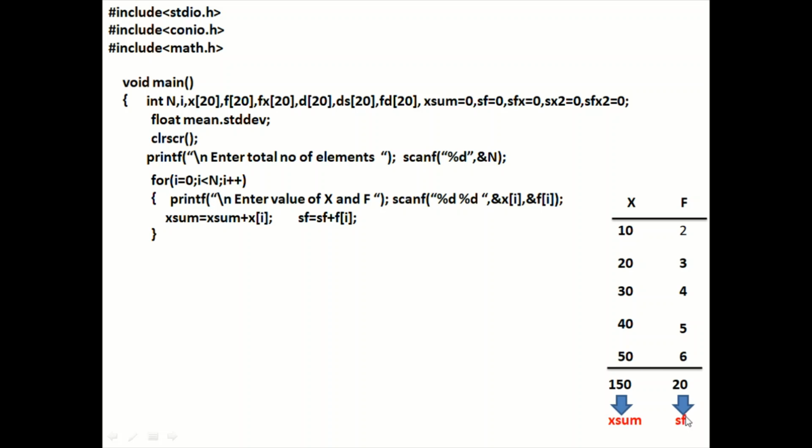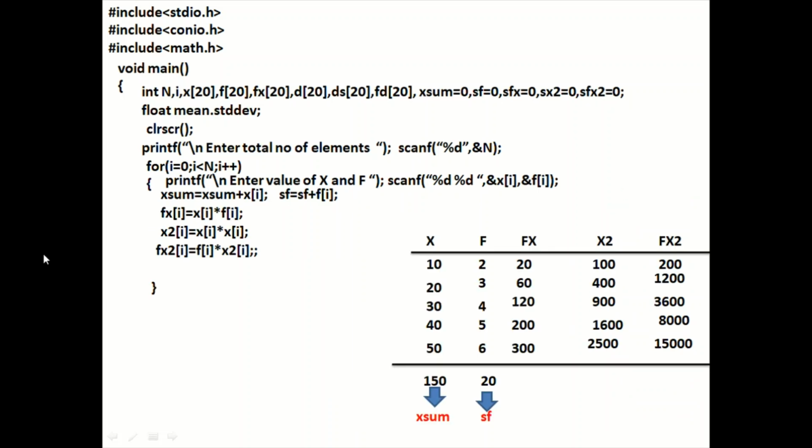Once this is over, I need to find fx. Let me proceed. fx of i, that is fx of 0, is equal to x of i, that is x of 0, into f of 0. x of 0 is what? 10. f of 0 is what? 2. 10 into 2 is what? 20. That 20 is stored to fx of i, that is fx of 0. So here it is.